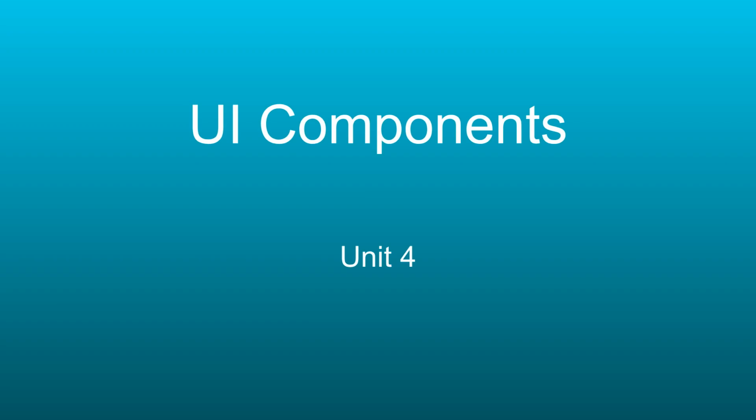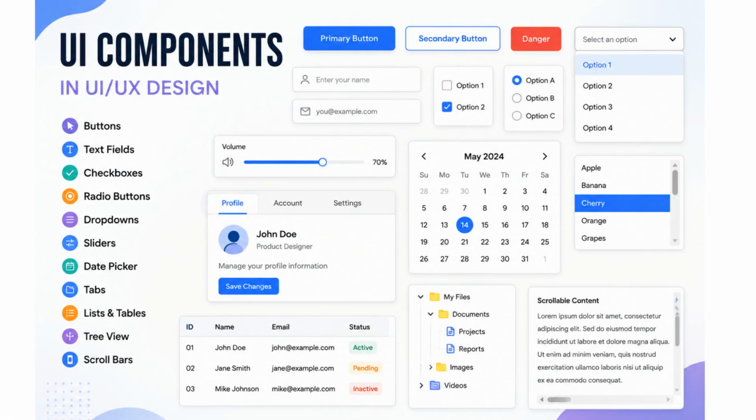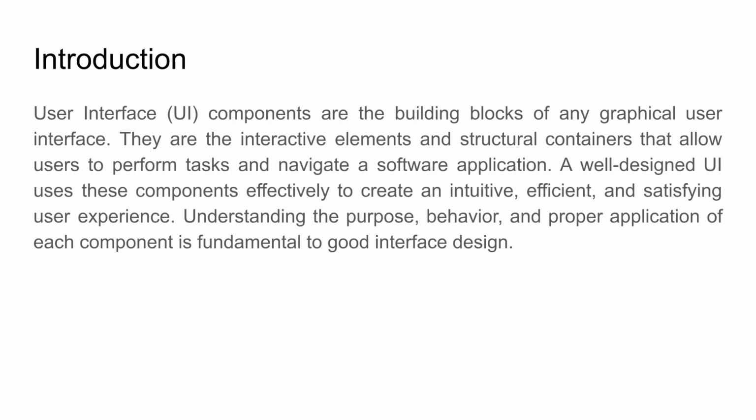Welcome to this video on UI components, part of Unit 4. We will explore the building blocks that make up modern software interfaces. This visual overview displays common UI components like buttons, text fields, checkboxes, and sliders, which are essential for effective UI/UX design. UI components are the fundamental building blocks of graphical interfaces.